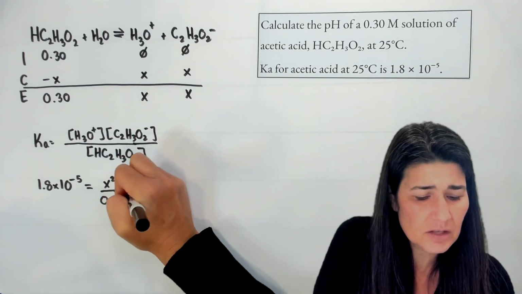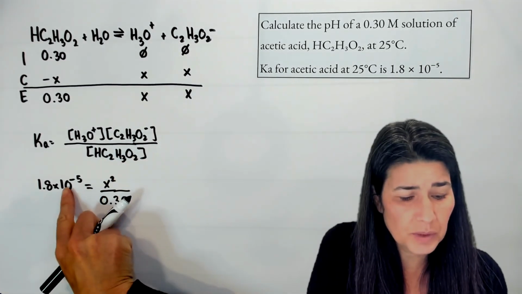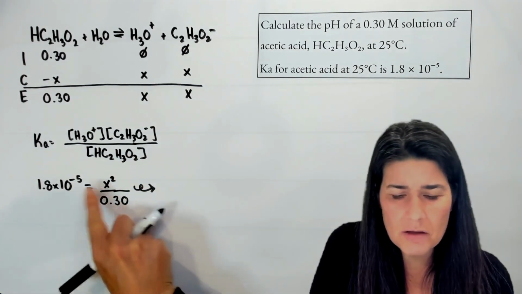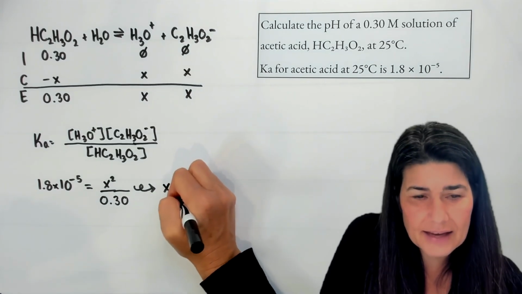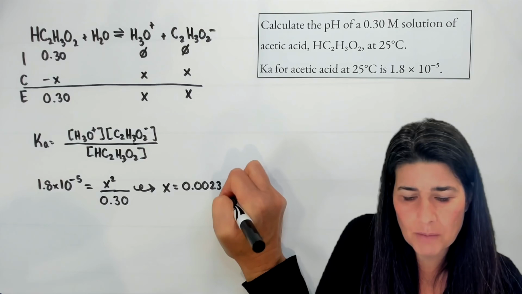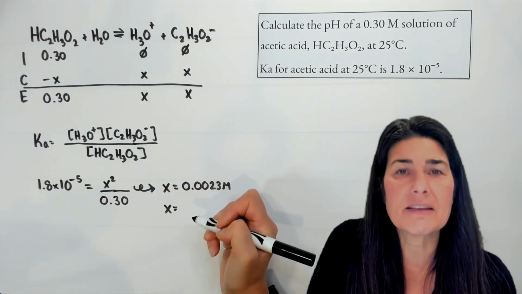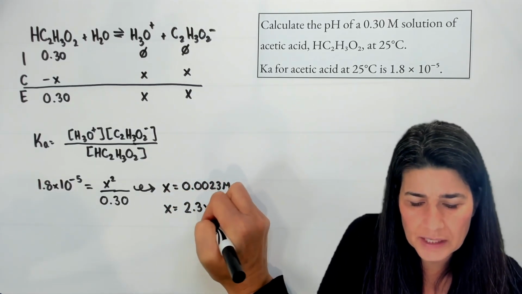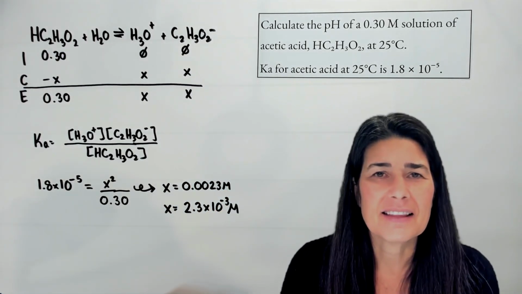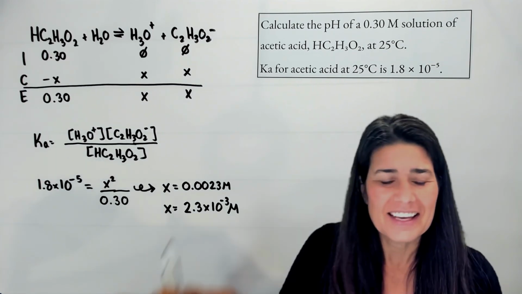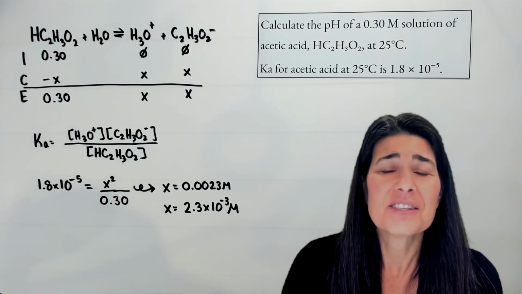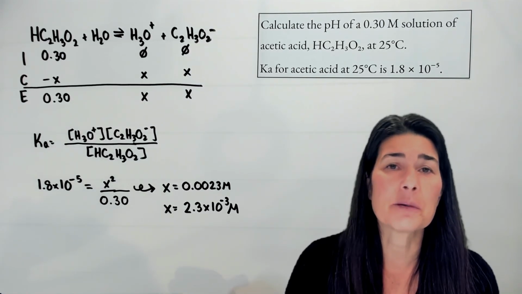0.30. So we're going to multiply both sides by 0.3, and then to find our X, we're going to take the square root. If you go ahead and resolve this equation for X, X turns out to be 0.0023 molar, or we can write it in scientific notation as 2.3 times 10 to the minus 3 molar. So now we have our X. The next question is, what is X? If you look at your ICE table, X is your hydronium, X is your H+. So we can use that in order to get our pH.